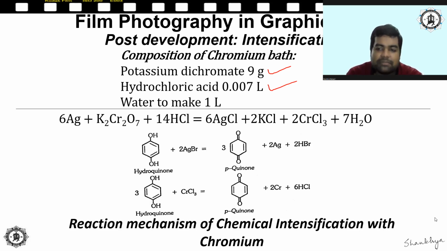So the principle is basically here, since it's a proportional intensifier, that is why whatever is dark will get darker without affecting the highlight areas, especially, right? This is the example of chromium intensification.